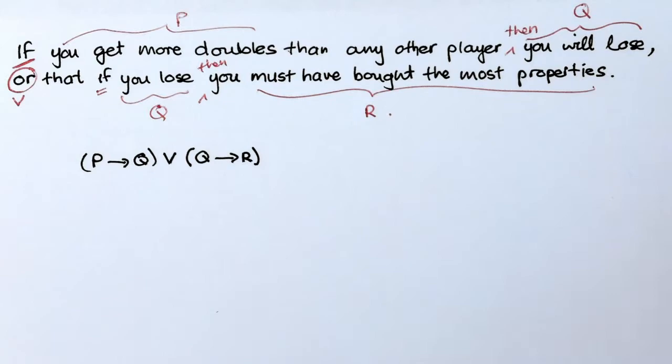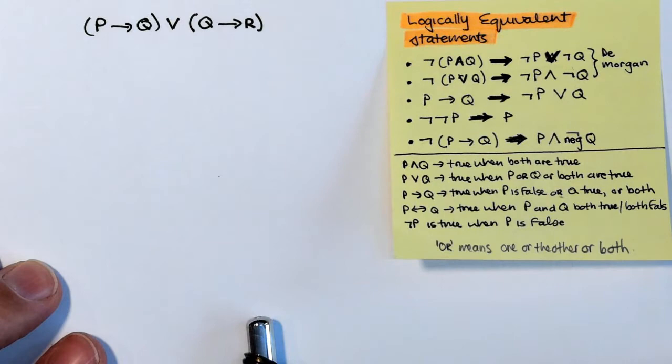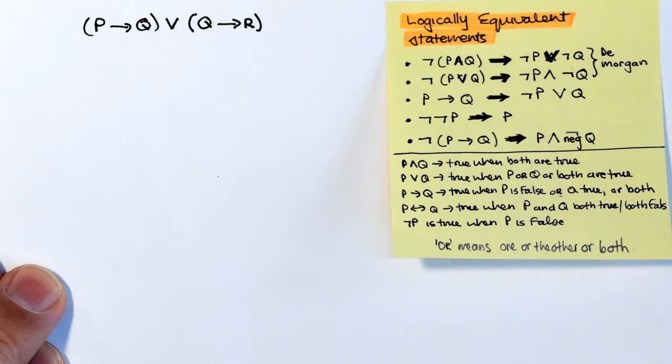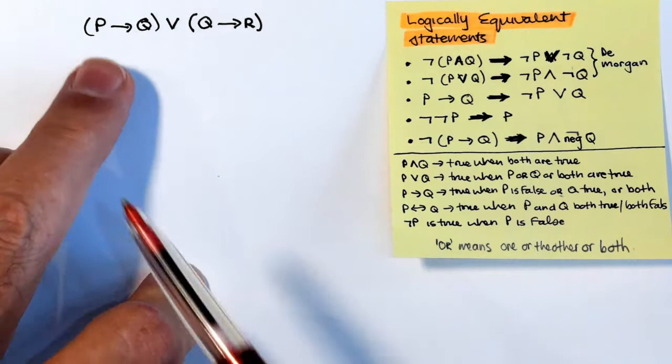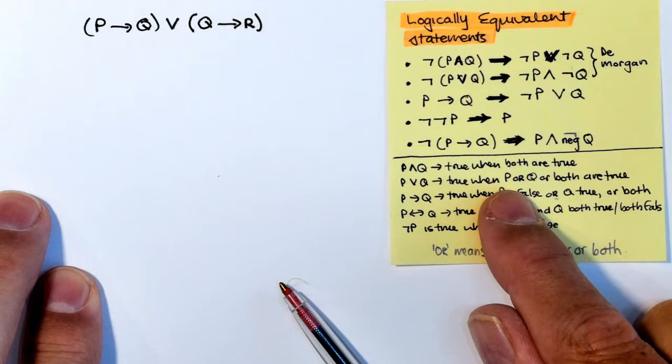Ultimately, this is an A or B statement. So we're going to go to P or Q. This will be true when P or Q or both of those are true. So when this is true, or that is true, or both of these will be true. So we've got to break these two statements up, find their truth values, and then only will we look at the OR component. So there's three statements.